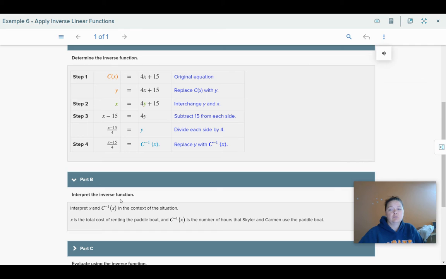Now we need to interpret the inverse function. Interpret x and c inverse of x in the context of the situation. x is the total cost of renting the paddle boat, and c inverse of x is the number of hours that Skylar and Cameron used the paddle boat. So remember, originally y was the total cost and x was the number of hours. Since we flipped them around, it is now flipped to the meaning of the problem as well.